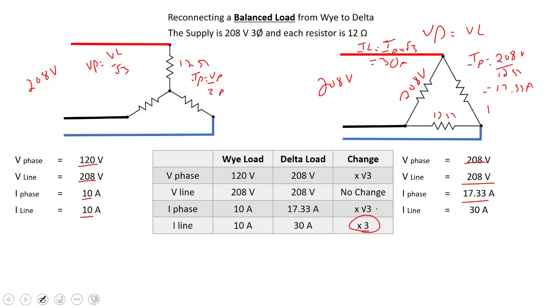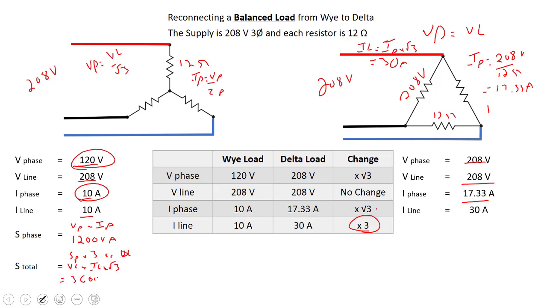Now let's have a look at apparent power. What's the apparent power output of these? In this case, it is all true power because it's resistors. So S of the phase is V phase times I phase: 120 times 10, that's 1200 VA. For S total, we could take S of the phase times 3, or V line times I line times root 3. It's going to work out to 3600 VA.